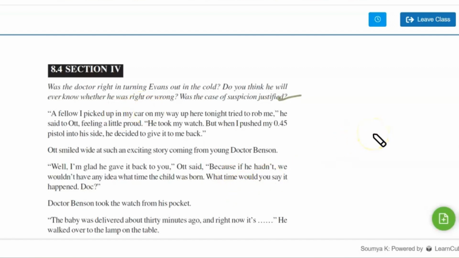First one is, a fellow I picked up in my car on my way up here tonight tried to rob me. He said this to Oat, the person to whose house he went for delivery, and he's talking to the husband, feeling a little proud. So these are the statements said by Dr. Benson to Mr. Sorley. He took my watch, but when I pushed my pistol onto his side, he decided to give it back. So this is the whole story he is narrating to the person.